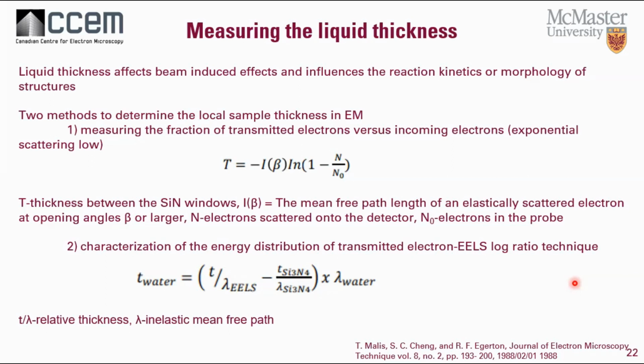The second way is to use the characterization of the energy distribution of transmitted electrons, called the Yield log ratio technique. There are a few pages of equations, and then we come up with a final equation to measure the thickness of the water. If anyone is interested, they can email me and I can send you all the equations. In this case, what we need to know is the mean free path, which is easily calculated if you have a Yield system in your microscope. And we need some values for the silicon nitride windows as well.